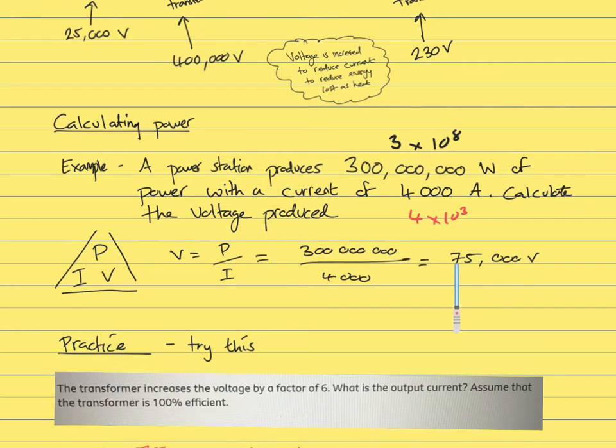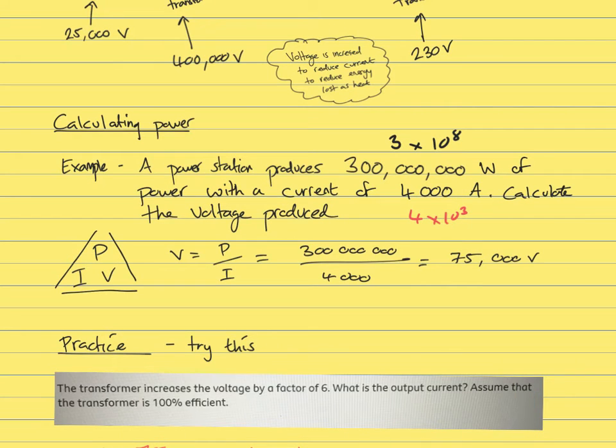So what it produces now increases by a factor of 6. So this increases 6 times. What is the output current now? So it wants to know what is the current. So you'd put your finger over I. Now it's going to be P over V. Remember, the power stays the same. I'd like you to have a go at that.